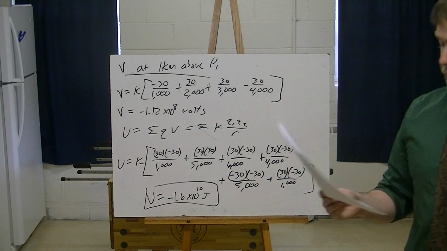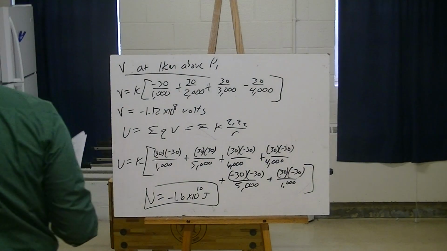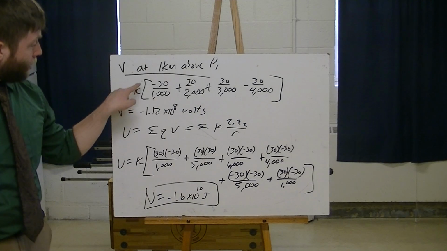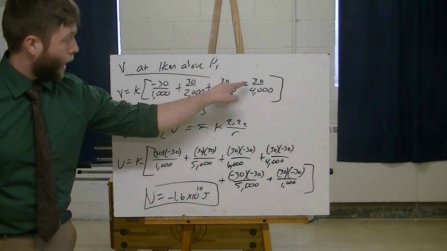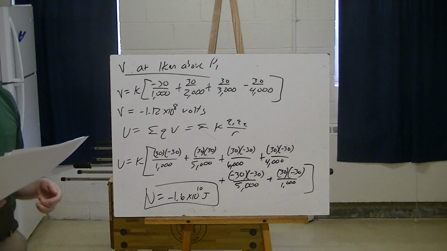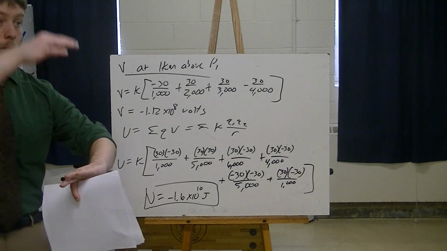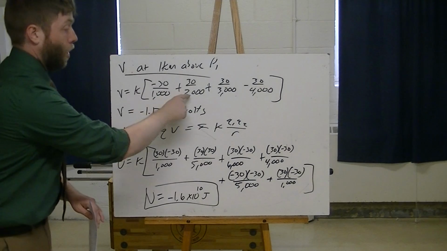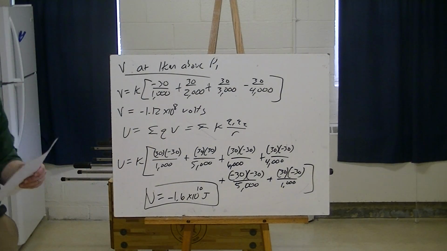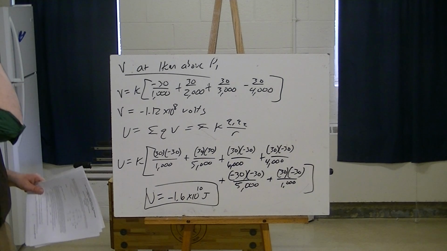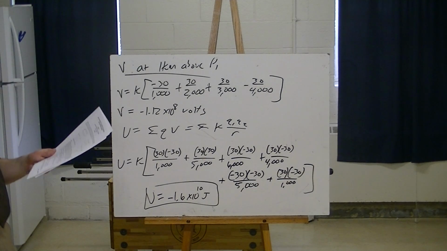Determine the electric potential at 1 kilometer above point P. The only thing that's changed, I got K outside, negative 30, 30, 30, and negative 30 again. But now the distances have changed. So watch your distances. We're 1 kilometer above point 1. So that's going to change these R values down here in the denominator. Please be careful of that. Straightforward calculation, we get negative 1.12 times 10 to the 8th volts.